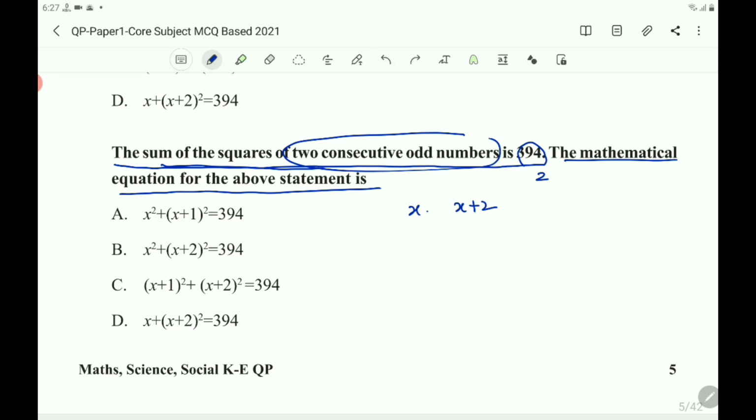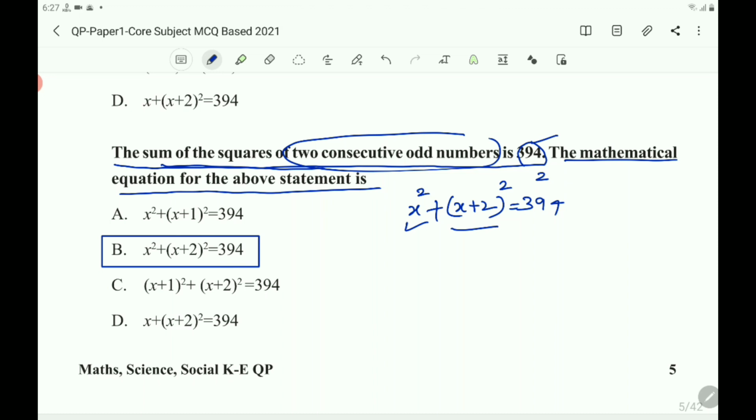x and x plus 1 means they are consecutive natural numbers. The numbers which come one after the other are consecutive. Here the odd numbers which are consecutive are x and x plus 2. Sum of their squares: their squares means x square and (x plus 2) whole square. Their sum means plus. That equals what? 394. That is, the sum of x square and (x plus 2) whole square is 394. So which option is correct here? That is B. x square plus (x plus 2) whole square equals 394 is the answer.